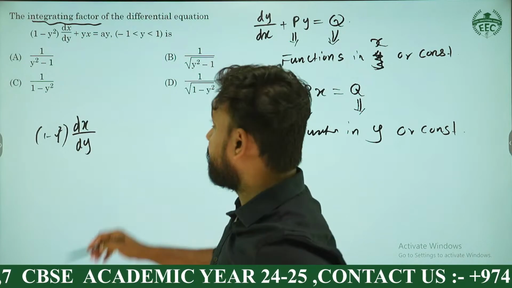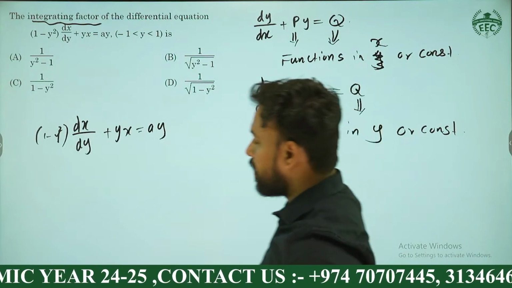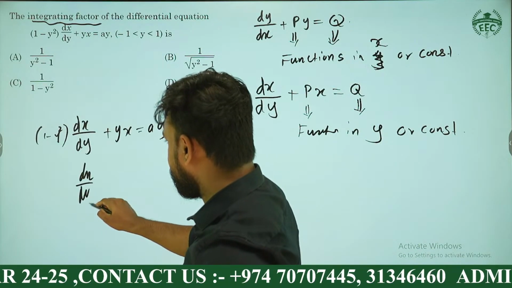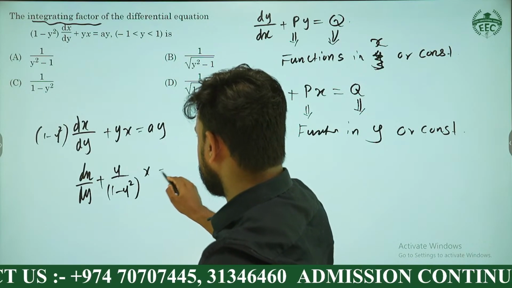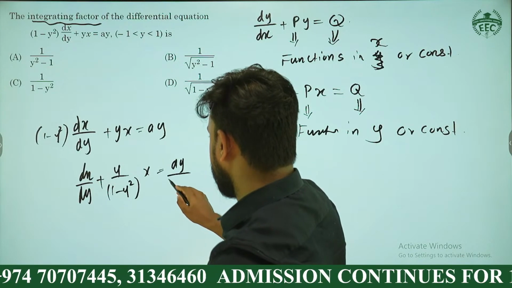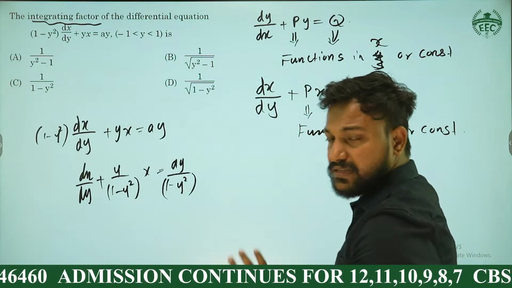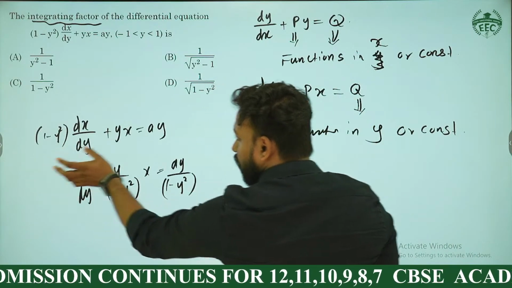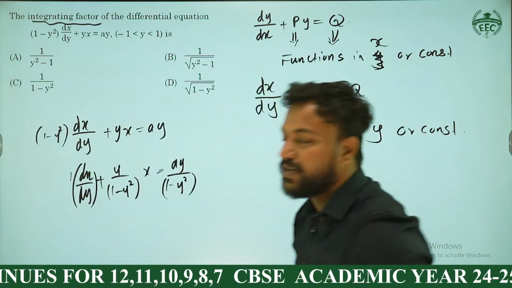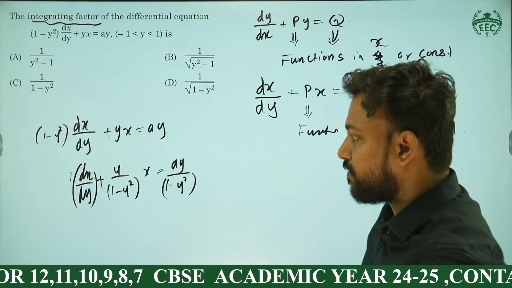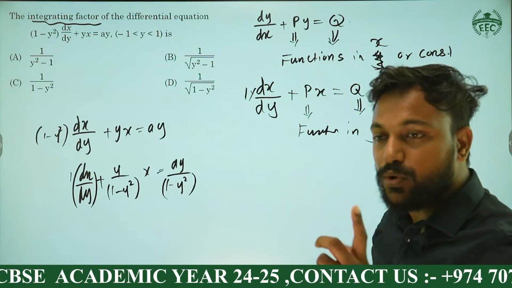+ yx = ay is the differential equation, and dx/dy + y/(1 - y²) x = ay/(1 - y²). Now listen here guys, I just divided the whole equation by 1 - y² to make the coefficient of dx/dy 1, because in a linear differential equation the coefficient of dx/dy is always 1.